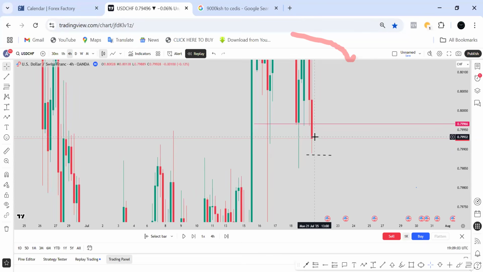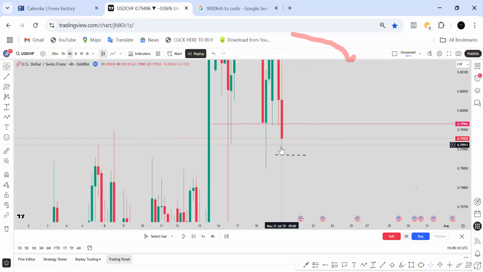Because sellers were moving price down, buyers came in and drove price up. So at this point, sellers are losing control. This is sellers' exhaustion, the exhaustion candle. If you move to the lower time frame, you are going to see bullish candles, because at this point buyers are in control of the market. So if you move to the lower time frame, you see bullish candles.